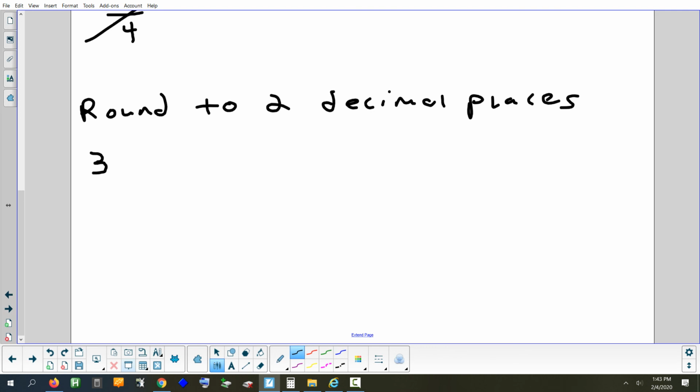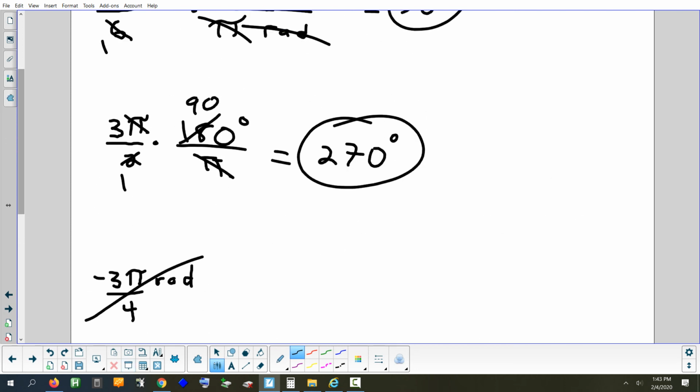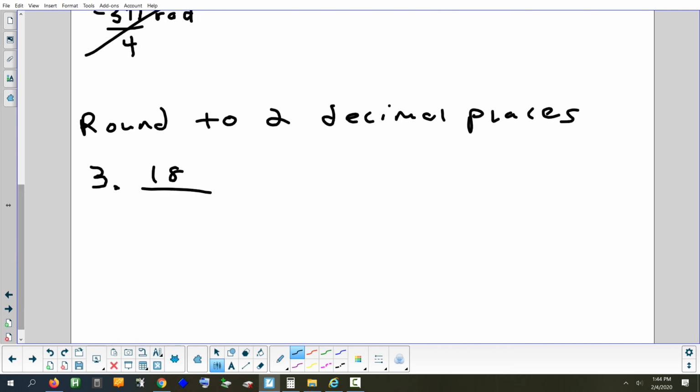If you think it always has to have a pi in it, it's kind of like thinking every time you write a number, it has to have a 5 in it. No, I can write the number 61, it doesn't have a 5 in it. So not every number in radians always has a pi in it. But we still convert it the same way. Multiply by 180, divide by pi.